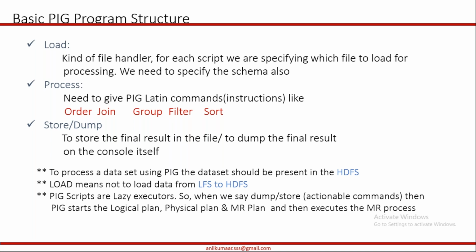Once the data is available with a particular relation, or I mean to say the variable, after that you can start the transformation, or simply the process, by using some Pig Latin statements like order, join, group, depending on your use case. Once your business logic is finished, we need to go with some actionable commands like store or dump. So this is the final statement. The moment you hit store or dump, Pig starts the actual execution.